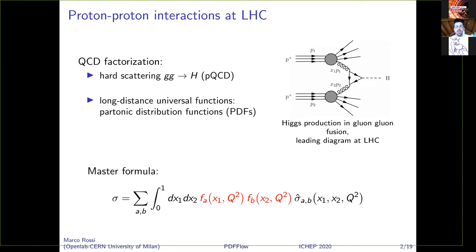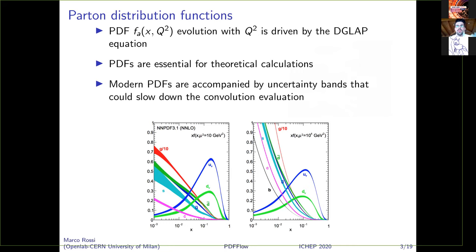The evolution of the PDF with respect to Q squared is driven by the famous DGLAP equation. And as you know, PDFs are essential for theoretical calculations since they enter the calculation of the integral seen before. Modern PDFs are presented with uncertainty bands that could slow down the convolution equation. Then any improvement in modern algorithms is welcome and valuable in order to speed up the entire computation.